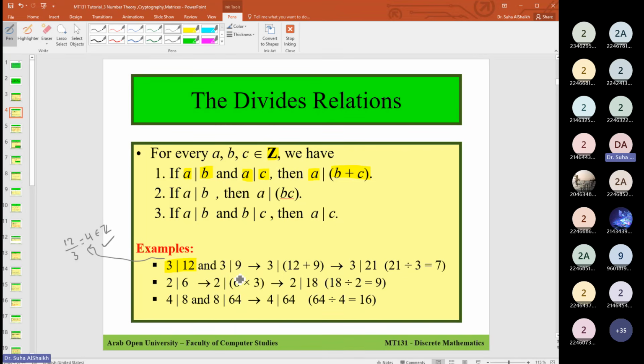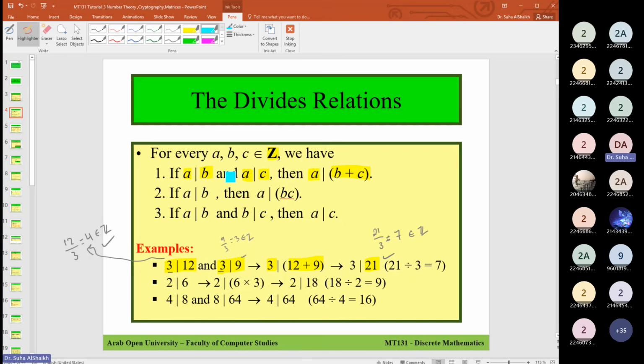برضو 3 is dividing 9. The 3 dividing the 9 is correct لأن if I divide 9 over 3, this equals 3 اللي هو integer, so this is correct. So according to this معناها ال 3 تقسم ال 12 وال 3 تقسم ال 9. This means إن ال 3 لازم divide the sum of 12 and 9 as well. The sum of 12 and 9 is 21, and yeah, this is correct. ال 3 is dividing ال 21 لأن 21 لما بقسمها على 3 the answer is 7, which is an integer, so this is correct. You got that? Are you following?